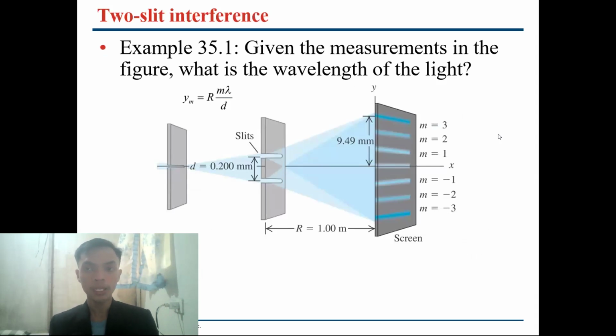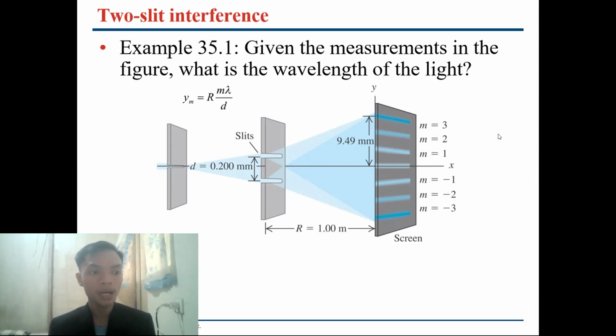So as shown in example 35.1, given the measurements in the figure, what is the wavelength of the light? So let's apply the formula given, r is equal to 1.00 meters. The distance d is equal to 0.200 millimeters, and the third order fringe at 9.49 millimeters. So let's find the wavelength.